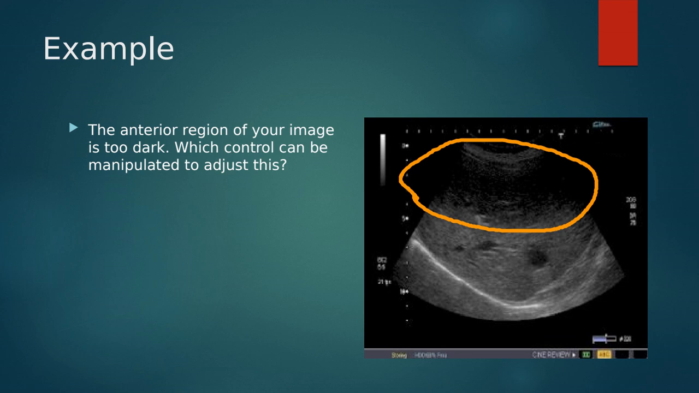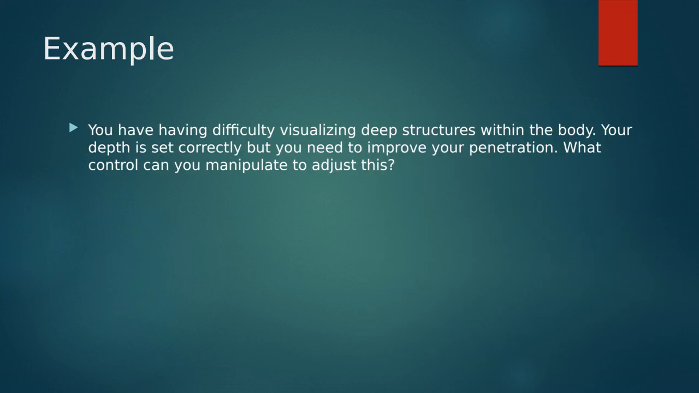When I have my TGC controls, here's going to be my standard. Imagine these are all straight lines. I want to move these controls to the right to brighten up the anterior so that it's a uniform brightness with my posterior field of view. Next example: you're having difficulty visualizing deep structures within the body. Your depth is set correctly, but you need to improve your penetration. What control can you manipulate to adjust this?